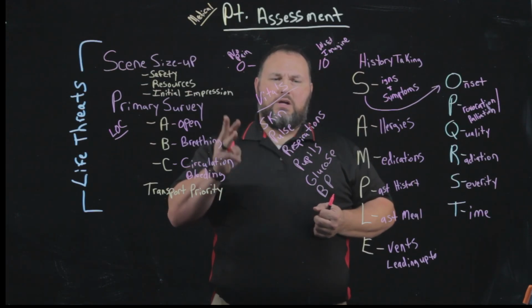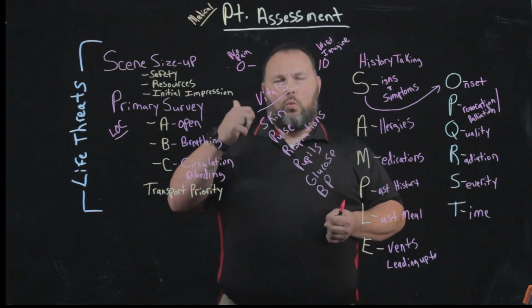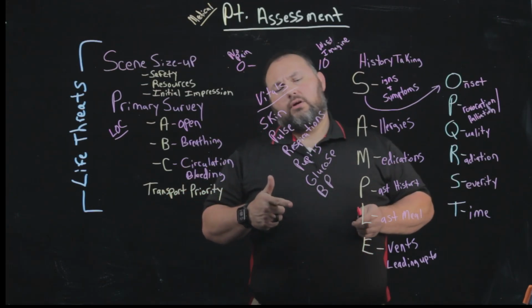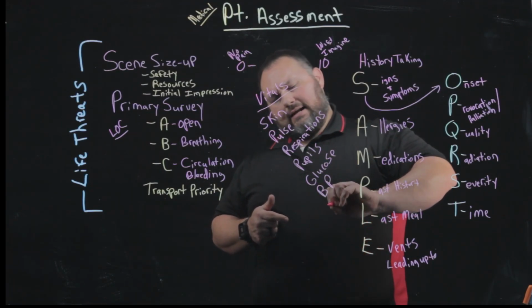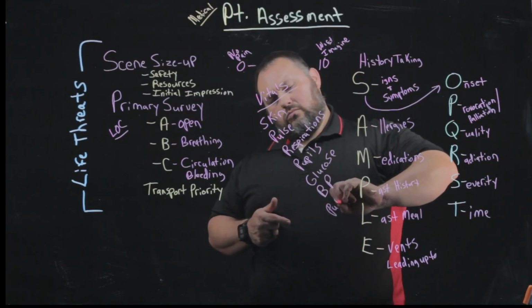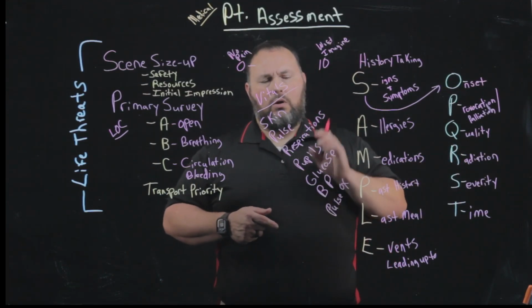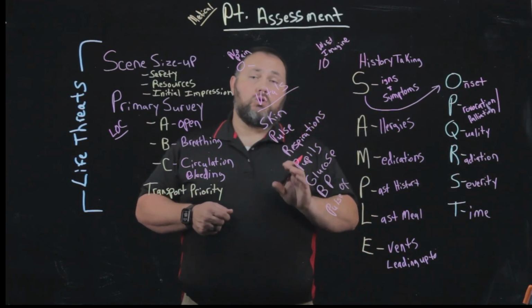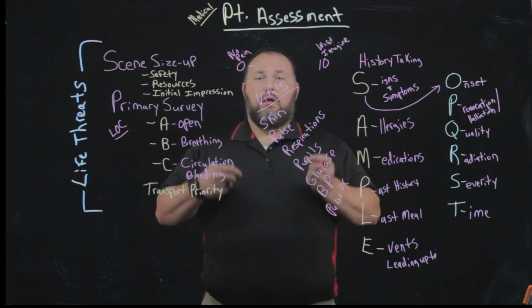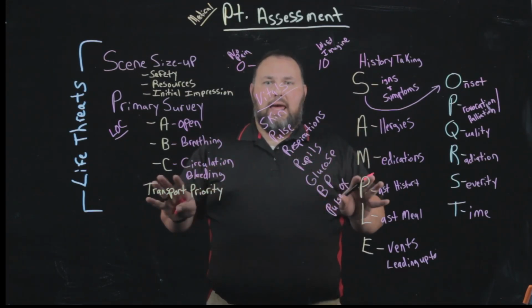Skin, pulse, respirations, pupils, what's their glucose, what's the blood pressure, and then finally pulse ox. So put a pulse ox on them and see where their pulse oximetry is at this point. That is patient assessment at its baseline.